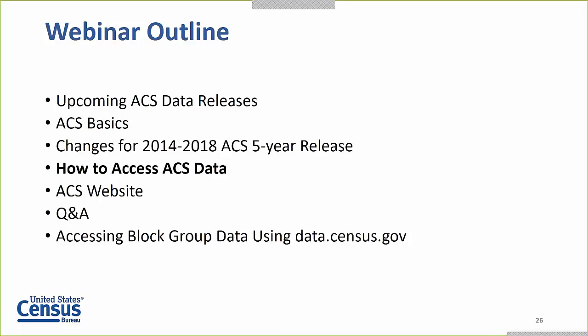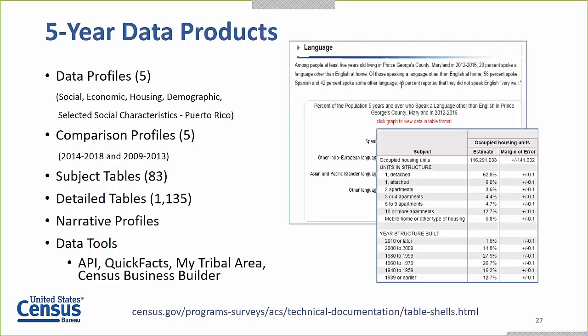Now let's talk about what data products are available and how to access this new 5-year data. This release consists of the following data products located in data.census.gov. The number in parentheses is the number of products available for this release.